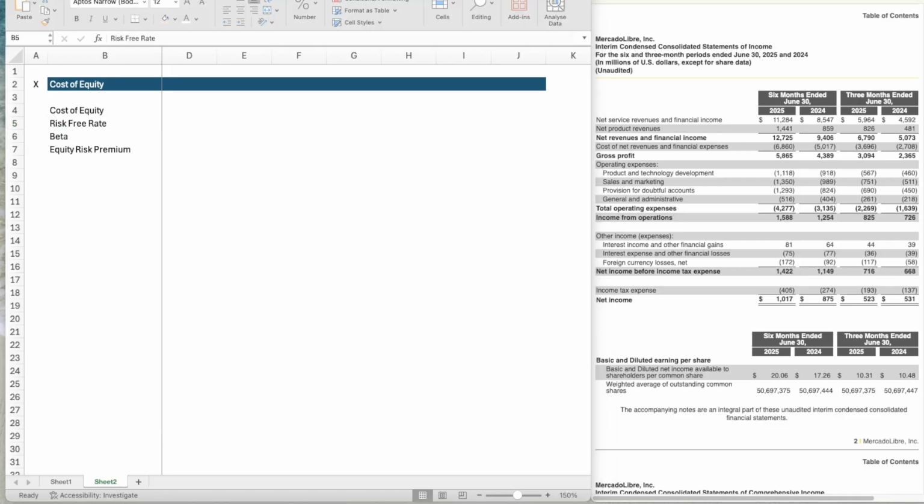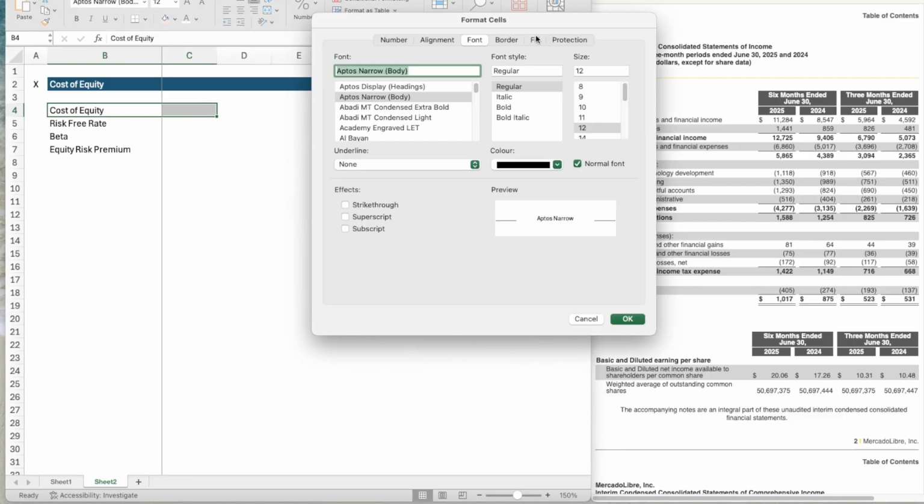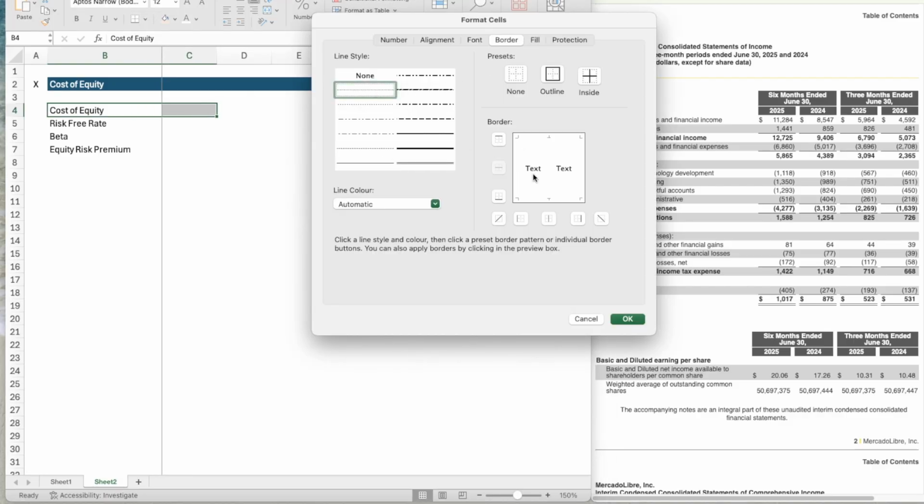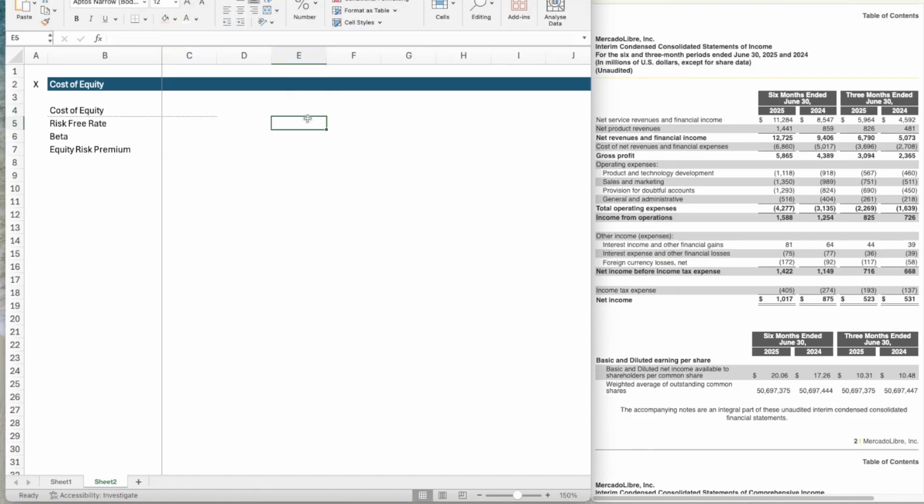Then we can just put a border between these two because it shows they're separate on the bottom like that. And if we remind ourselves what the cost of equity is, the cost of equity equals the risk-free rate plus the beta multiplied by the equity risk premium. And that's what we'll be calculating. And I'll leave that there for now.